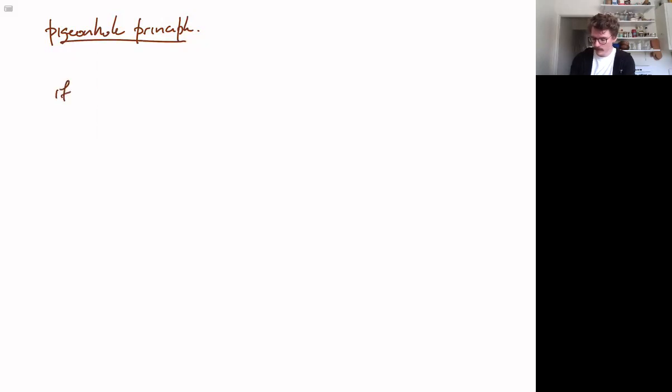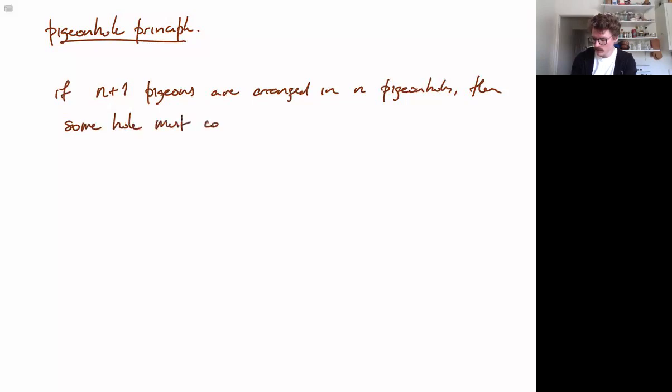So the pigeonhole principle says if n plus 1 pigeons are arranged in n pigeonholes, then, regardless of how you try to arrange them, some hole must contain more than one pigeon. So in this formulation, it's pretty clear, right? If you have more pigeons than holes, then some hole has to have more than one pigeon in it. Fair enough.